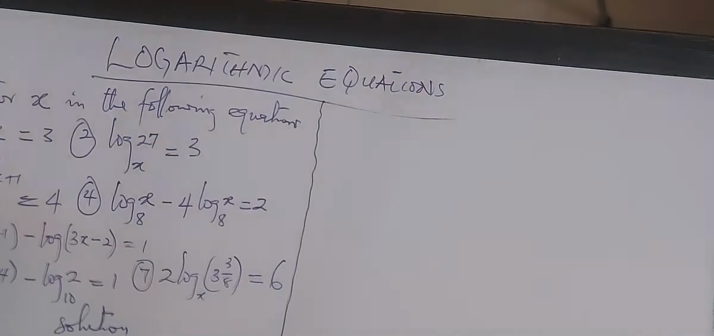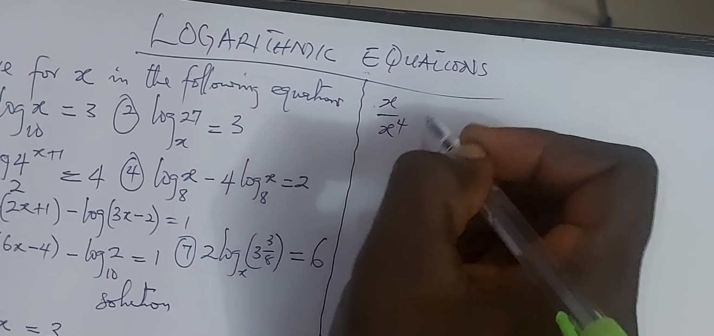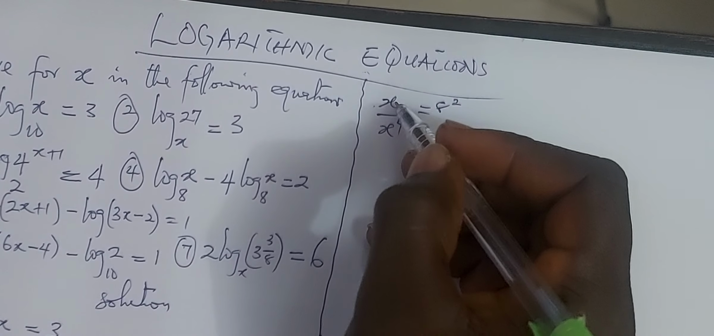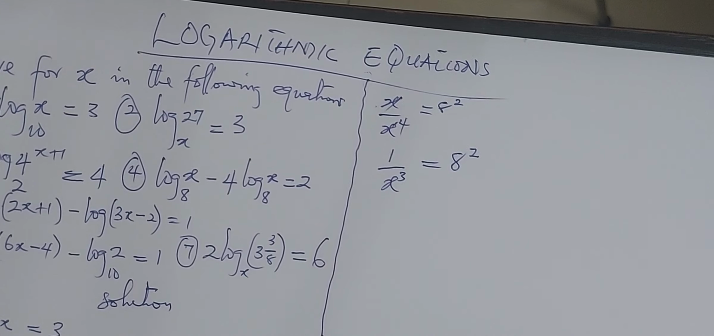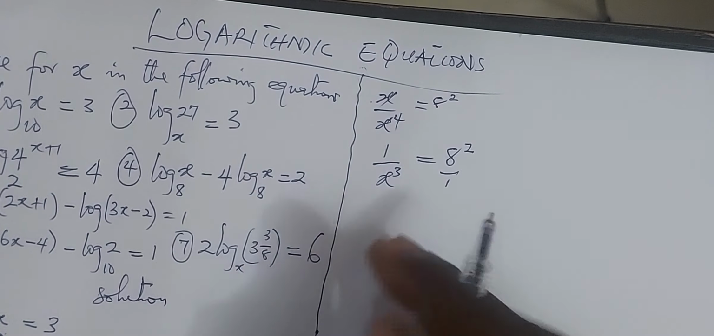So let's take it up and do it again. We have x all over x raised to the power of 4 equals 8 squared. One x can cancel x here, and we get 1 all over x raised to the power of 3 equals 8 squared. So we continue and make this 8 squared over 1 here and cross multiply.